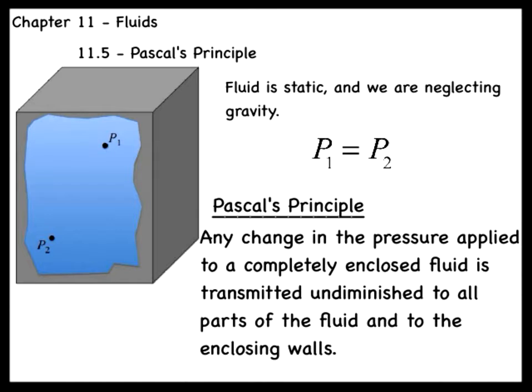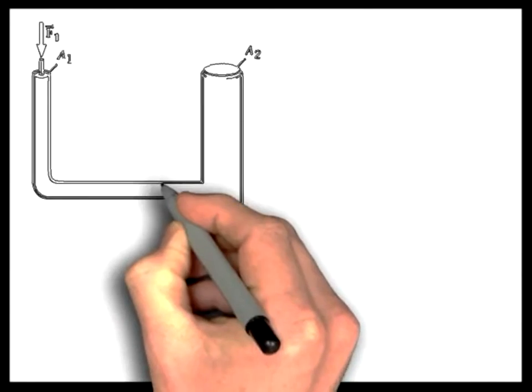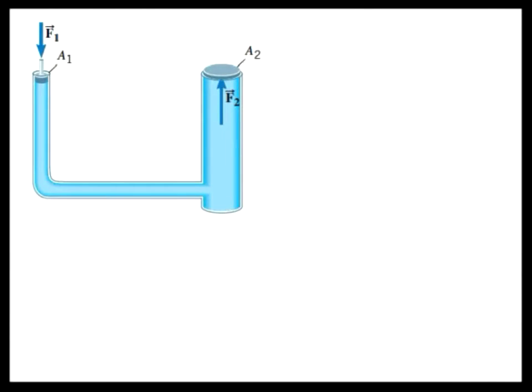Consider the example of two interconnected cylindrical chambers of different diameters as shown in the figure. The two cylinders are completely filled with a fluid. We can cap the top of each chamber with a fitted piston that is free to move in response to changes in the fluid's pressure.